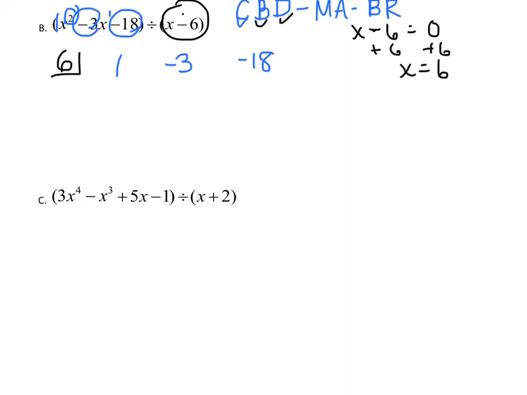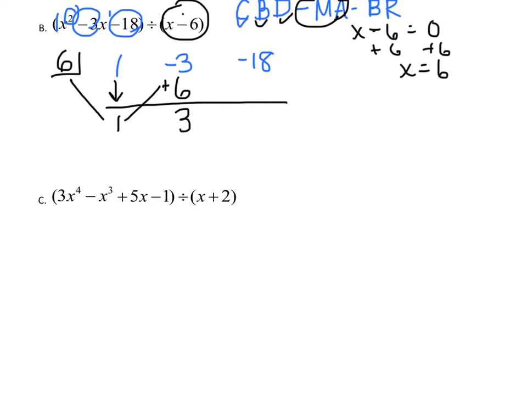Now we need to drop down the first number. So we'll make a line and drop that 1 down. Next we're going to multiply and add until we're done. So we'll do what's in the box. 6 times 1 is 6. It goes right there. We'll total up negative 3 plus 6, which is positive 3.